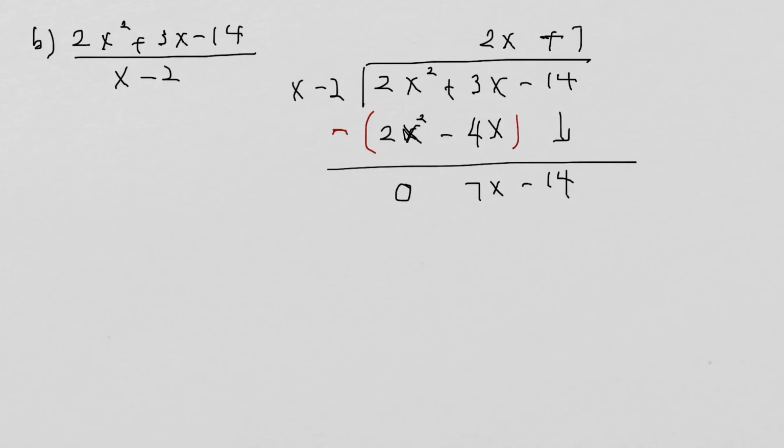7 times x is 7x. 7 times negative 2 is negative 14. And when you subtract this again, you get 0 for x. Negative 14 minus negative 14 is 0 also. So your remainder is 0. So when you divide this, you get 2x plus 7.